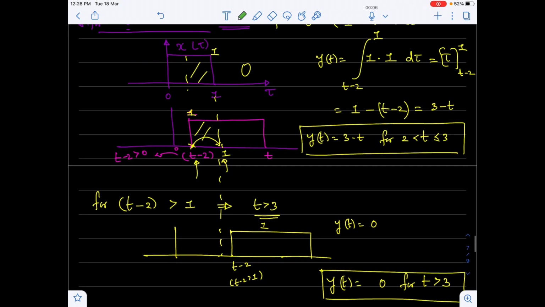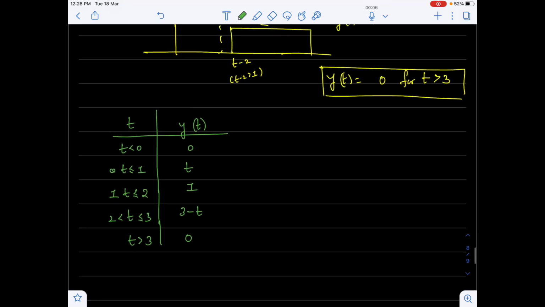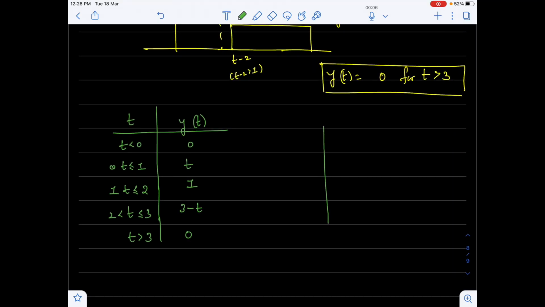And now you see between 2 and 3, the output is 3 minus t. So the output is 3 minus t between 2 and 3, and for t greater than 3, the output is equal to 0. So how to sketch this? It's very easy to sketch. Just observe the output is a function of time. Okay.